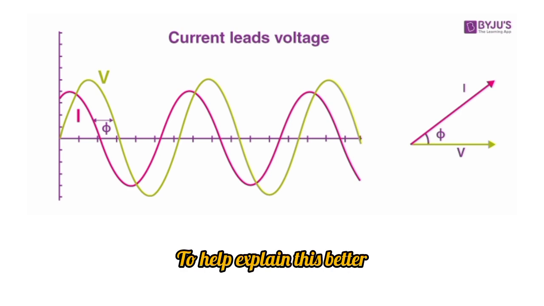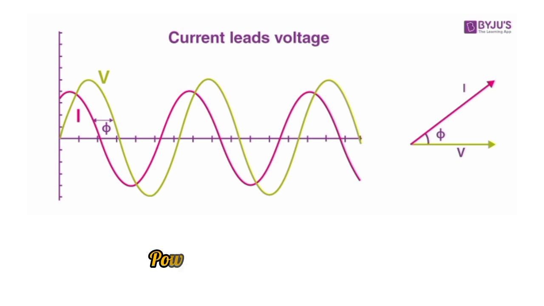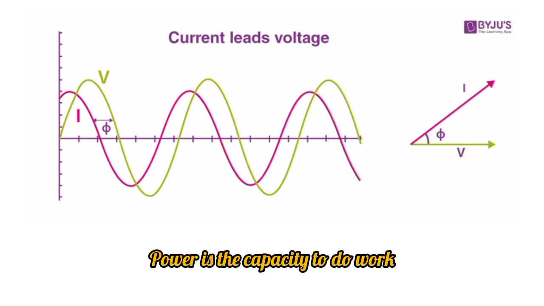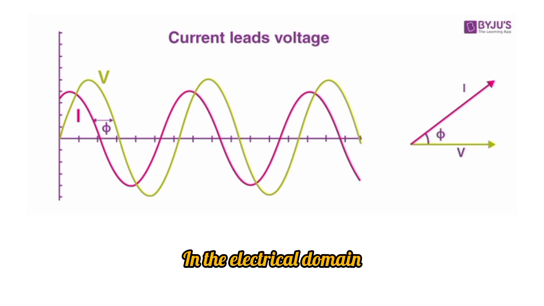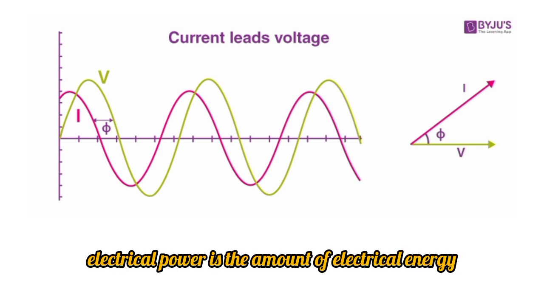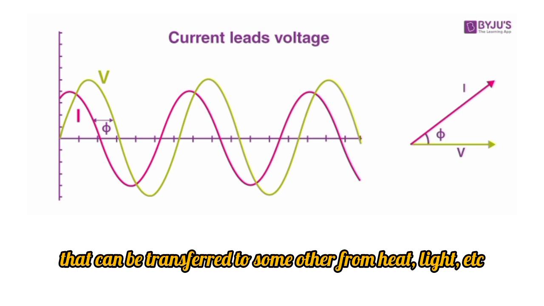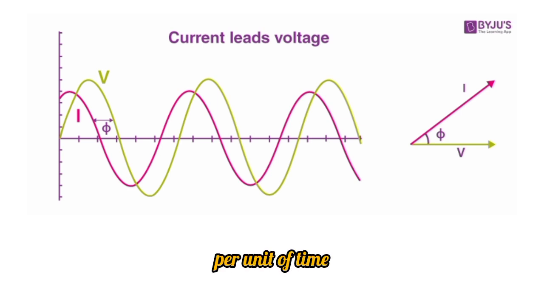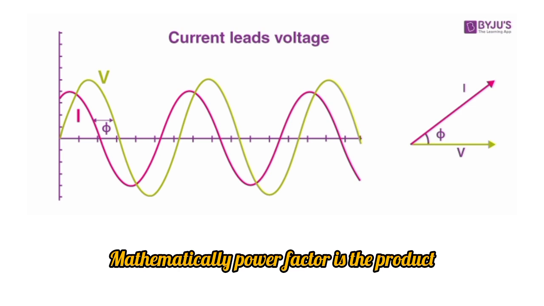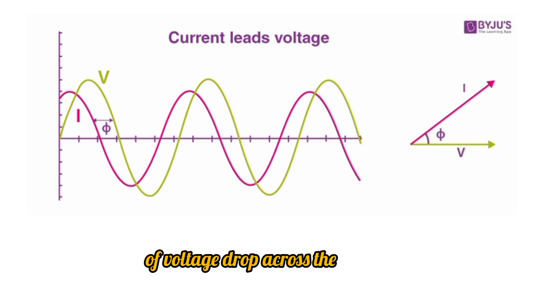To help explain this better, let's take a step back and talk about what power is. Power is the capacity to do work. In the electrical domain, electrical power is the amount of electrical energy that can be transferred to some other form, heat, light, etc., per unit of time. Mathematically, power is the product of voltage drop across the element and current flowing through it.